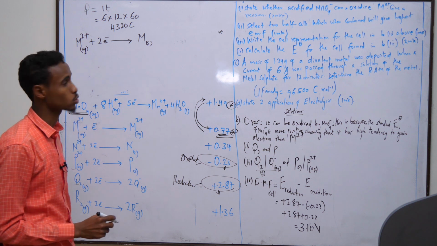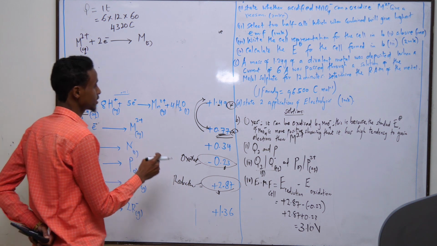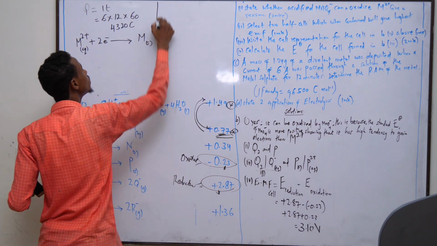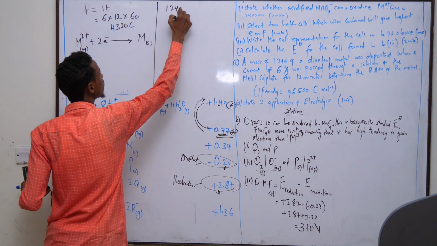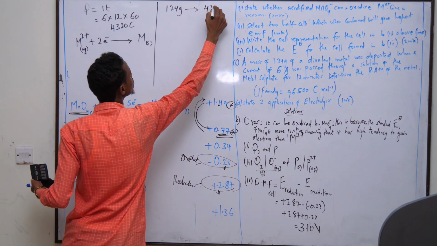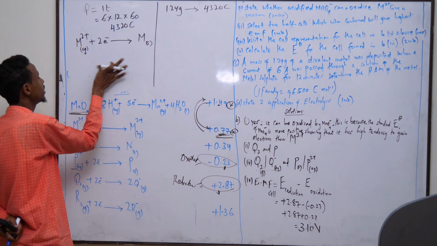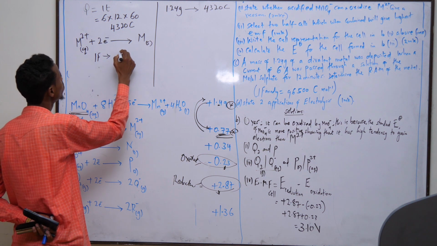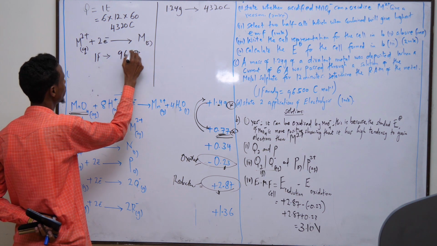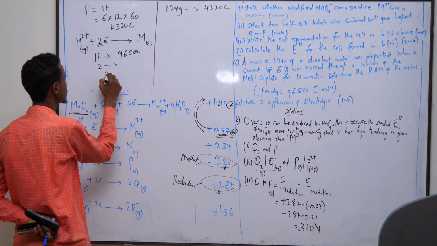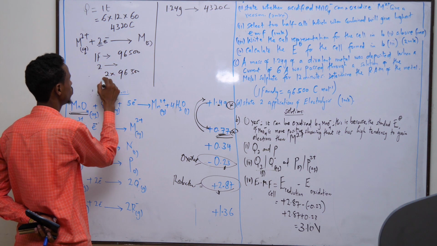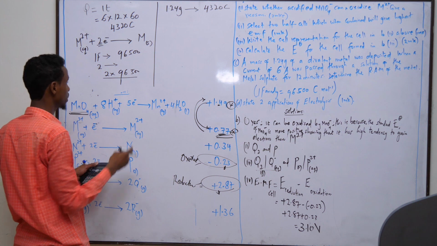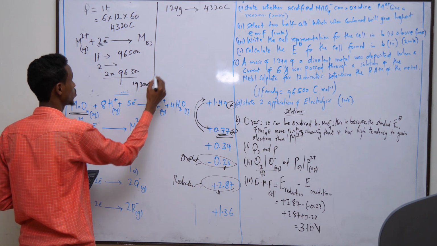Now from there, how do we proceed? We have the mass, 1.24 grams, equivalent to 4320 coulombs. On the other hand, 1 Faraday is equal to 96,500 coulombs. Now here we have 2, so it becomes 2 times 96,500 over 1. 96,500 times 2 becomes 193,000 coulombs.